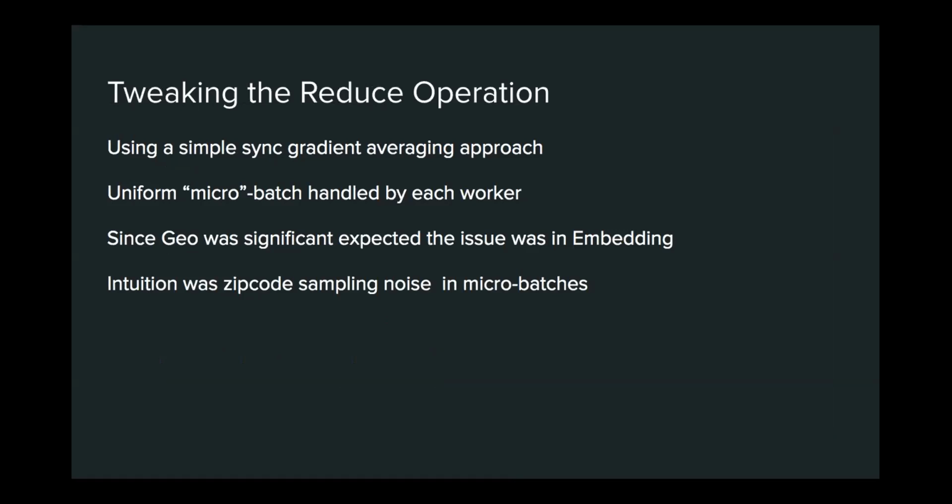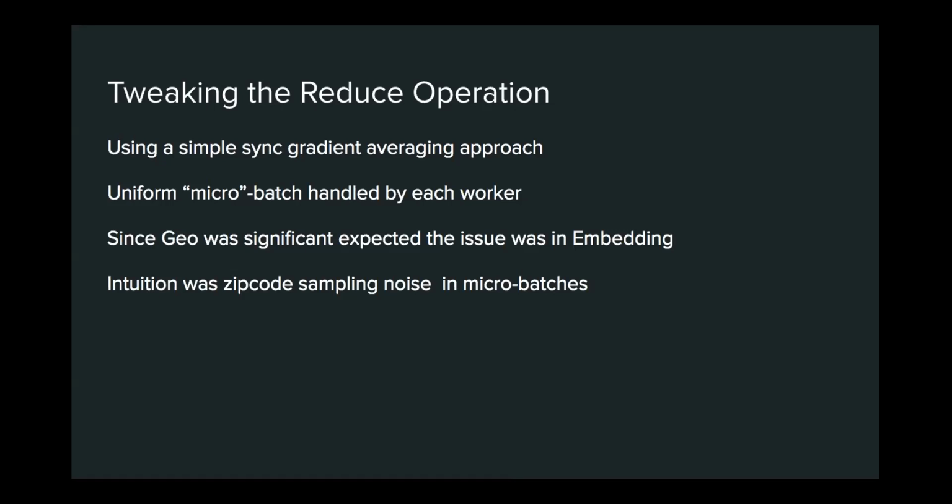So what we decided to do was look at the problem, and we had the intuition that what was probably going wrong was the handling of the zip code embedding layer. So we were using mini batches. Mini batches in distributed training become micro batches because you split up the batch further by the number of GPUs that you're going to throw at the problem.